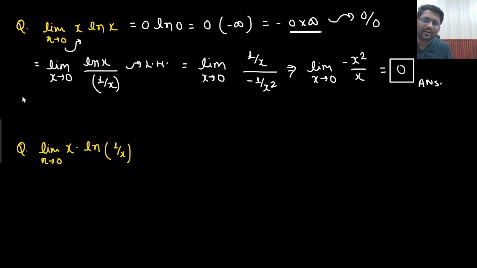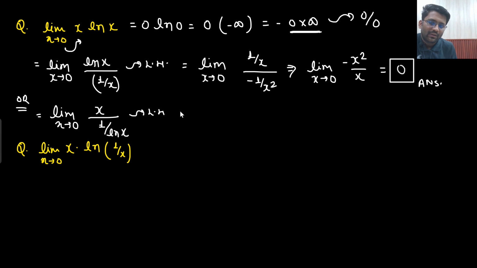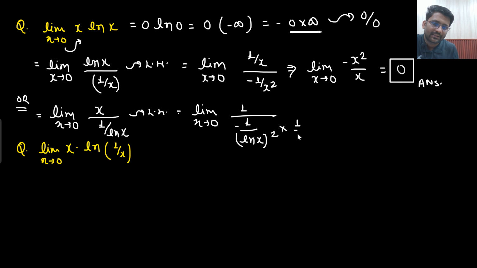Okay. Or what could have been the method? The method could have been that, sir, you keep x as it is, but take 1 by ln x downward. This you could have done. Now you have to differentiate. Again, you can apply L'Hopital rule. Limit x tending to 0. Differentiation of x will be 1. Downward you have to differentiate. First you have to differentiate 1 by ln x. That will become 1 by ln x whole square with the negative sign. Then you have to differentiate ln x. That will be 1 by x.